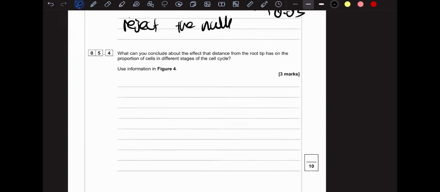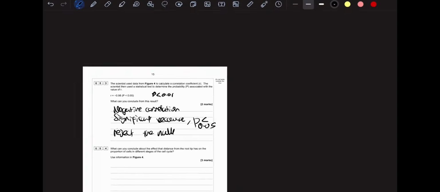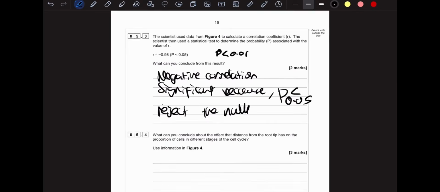Okay, what can you conclude about the effect that distance from the root tip has on the proportion of cells in different stages of the cell cycle? Use information in figure 4. Well, we can't see figure 4. Can we work this out without figure 4? It wants us to use information from figure 4, so I don't know. Yeah, I'm trying to think of how we would do this. Yeah, we can't really answer that. We kind of need to look at the figure if we want to.